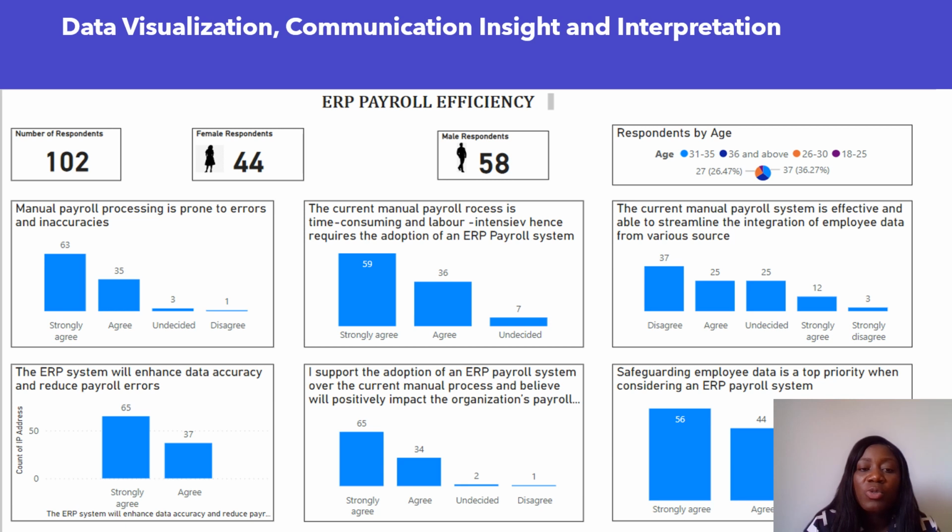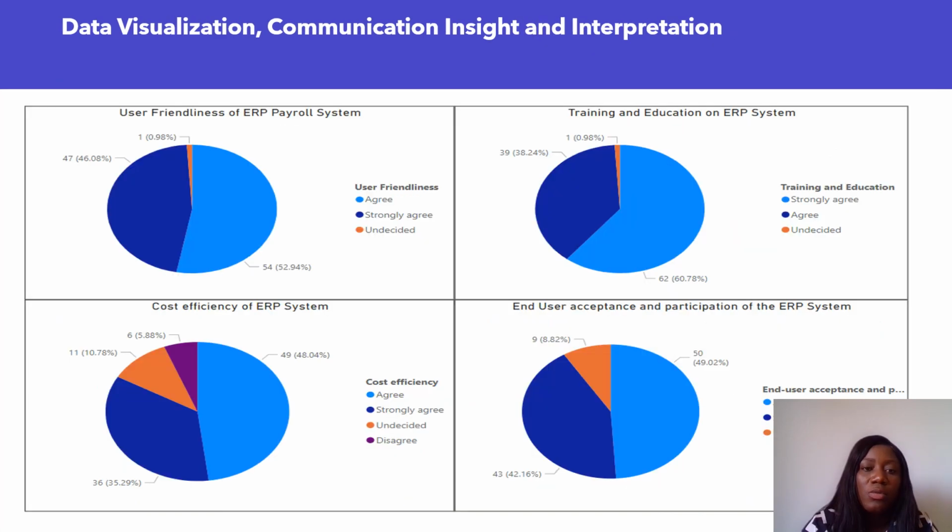I support the adoption of the ERP payroll system over the current manual payroll system and believe it will positively impact the organization's payroll. We have 65 strongly agreed, 34 agreed, 2 undecided, and 1 disagree. Safeguarding employee data is a top priority when considering an ERP payroll system. We have 54 strongly agreed, 44 agreed, and 2 disagree.